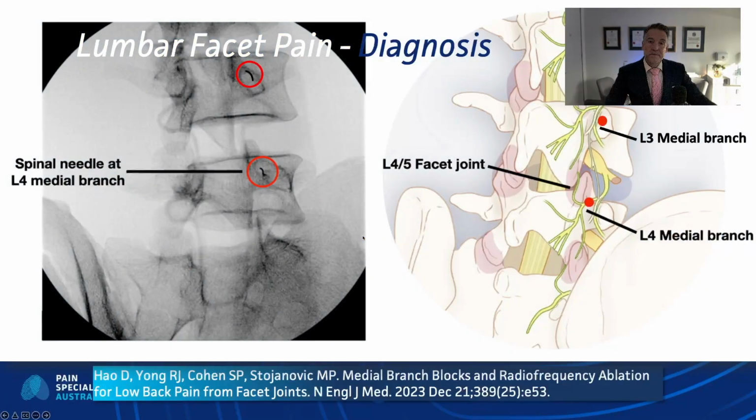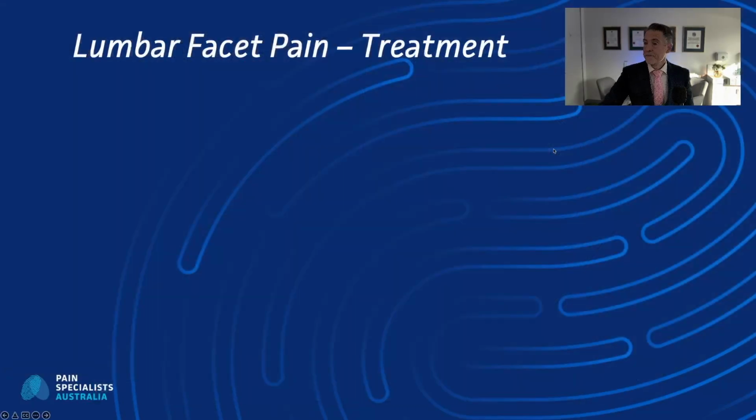So as mentioned, the way you diagnose facet-mediated pain is you perform facet joint-mediated medial branch blocks. As you can see on the diagram on the left, you've got the needle focusing on the medial branch above the L4-5 facet joint, and you've got the needle below the L4-5 facet joint focusing on the medial branch at that level. So the L3 medial branch nerve is required. You need to focus on the L3 medial branch nerve. You need to focus on the L4 medial branch nerve to anesthetize the L4-5 facet joint.